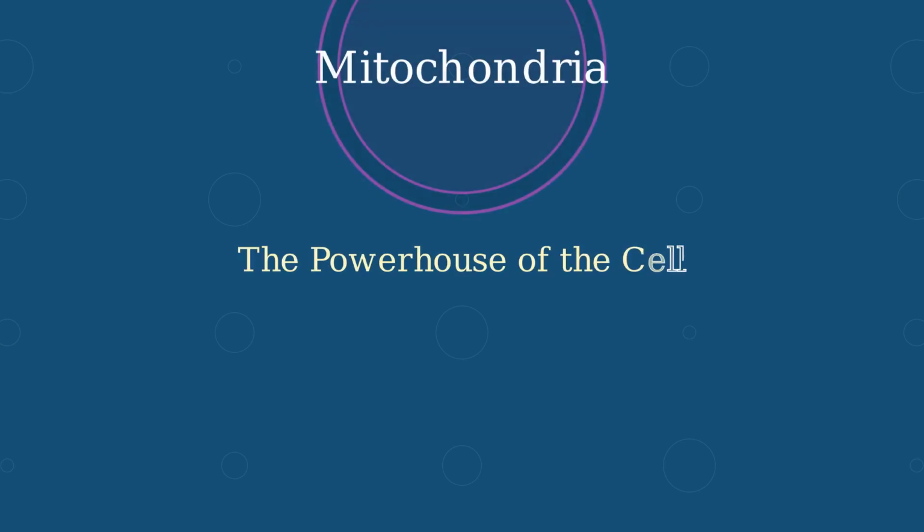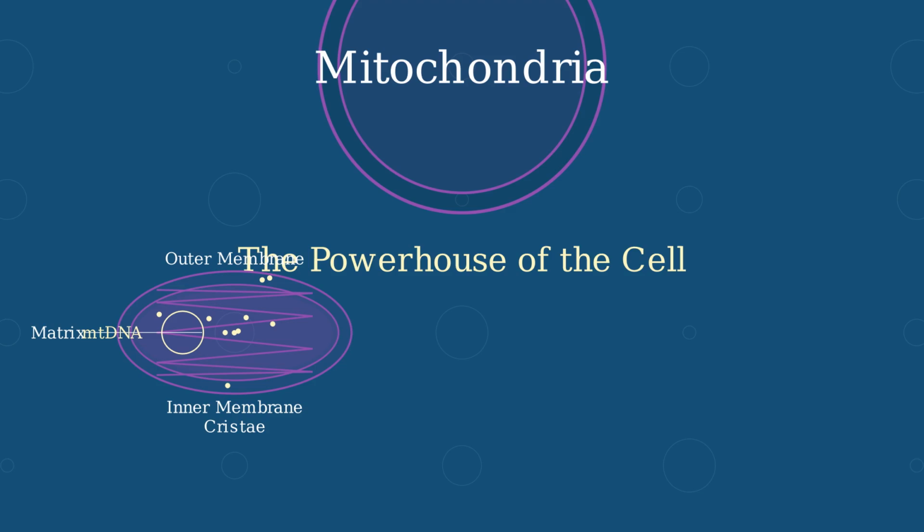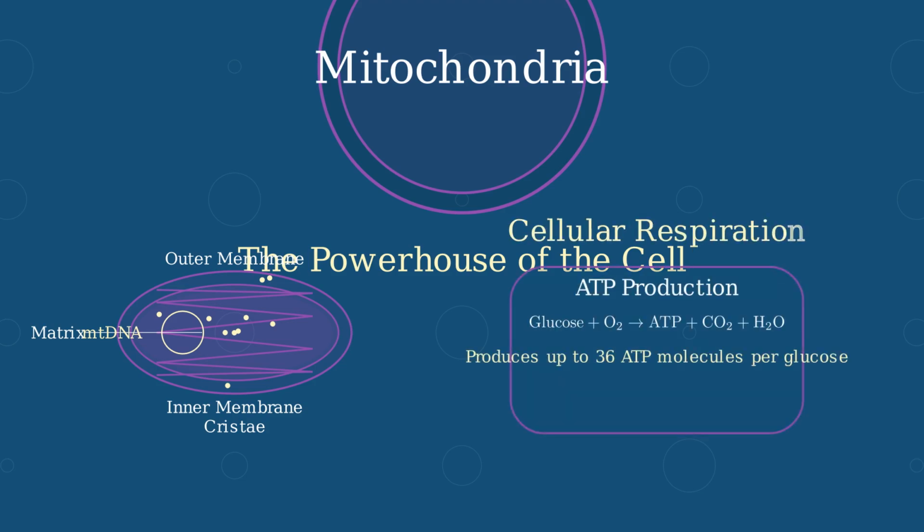Mitochondria are often called the powerhouse of the cell. They are unique organelles with a distinctive double membrane structure. Mitochondria have an outer membrane and a highly folded inner membrane called cristae, which creates a large surface area for energy production. Mitochondria are responsible for cellular respiration, generating most of the cell's energy in the form of ATP. Through this process, glucose and oxygen are converted into ATP, carbon dioxide, and water.